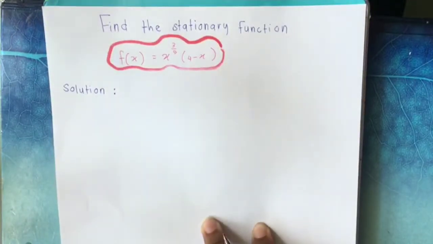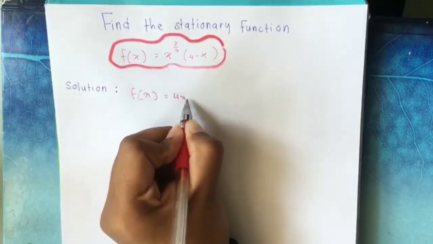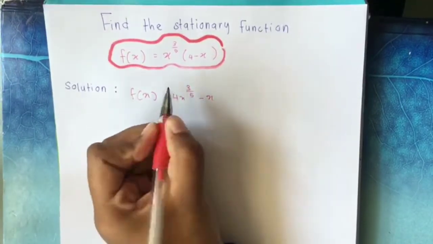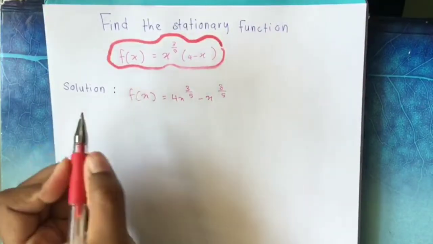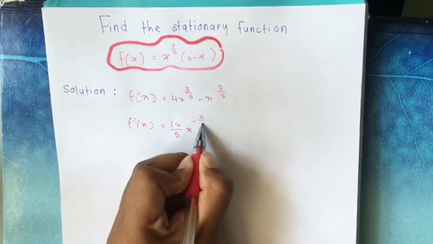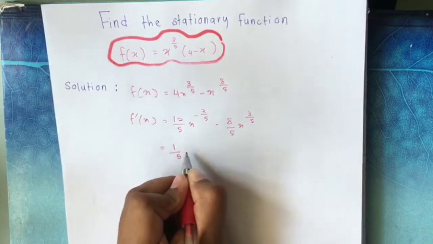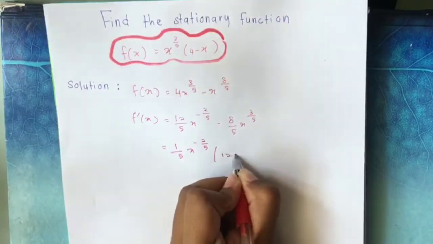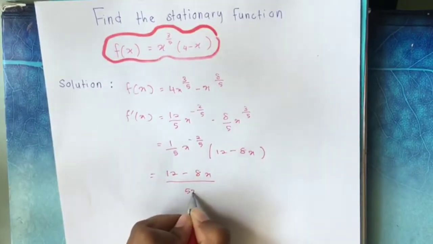Okay, I will do the second question. For this question, we find the stationary function. First, we will differentiate the equation given. By differentiating this equation, we will get 12 over 5 x to the power of -2 over 5 minus 8 over 5 x to the power of 3 over 5. Then we will factorize it, and we will rearrange it to become 12 minus 8x over 5x to the power of 2 over 5.